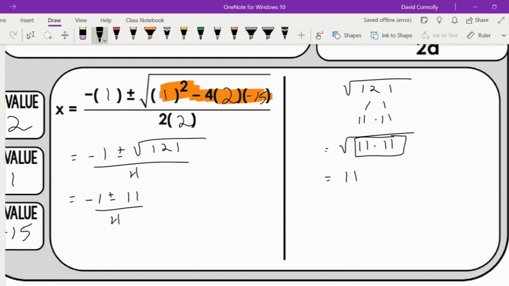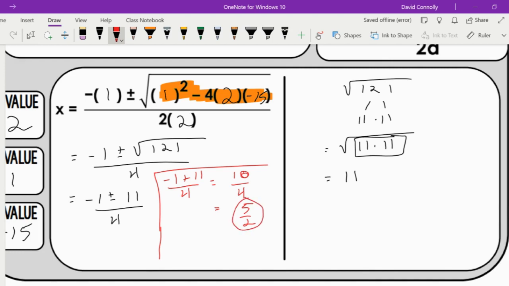And now we can split this one into two expressions and simplify both of them. So here I'd have negative 1 plus 11 over 4. That becomes 10 over 4. And this one, 4 doesn't go into 10, but we can simplify this slightly. Both of those are divisible by 2, so we get 5 over 2. And that is one answer.